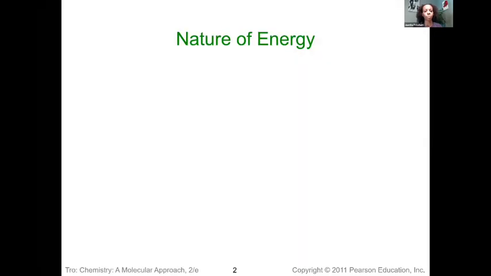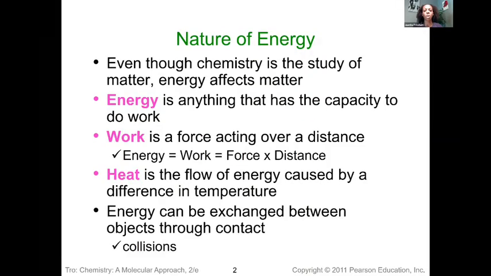We talked about energy briefly in chapter 1, and we will remember that energy affects all types of matter. So when we're studying the behavior of matter, energy plays a huge role in that. Energy is defined as anything that has the capacity to do work. And if we break that word down even further, work is a force acting over a distance, where energy is equal to the work, which is equal to force times distance.